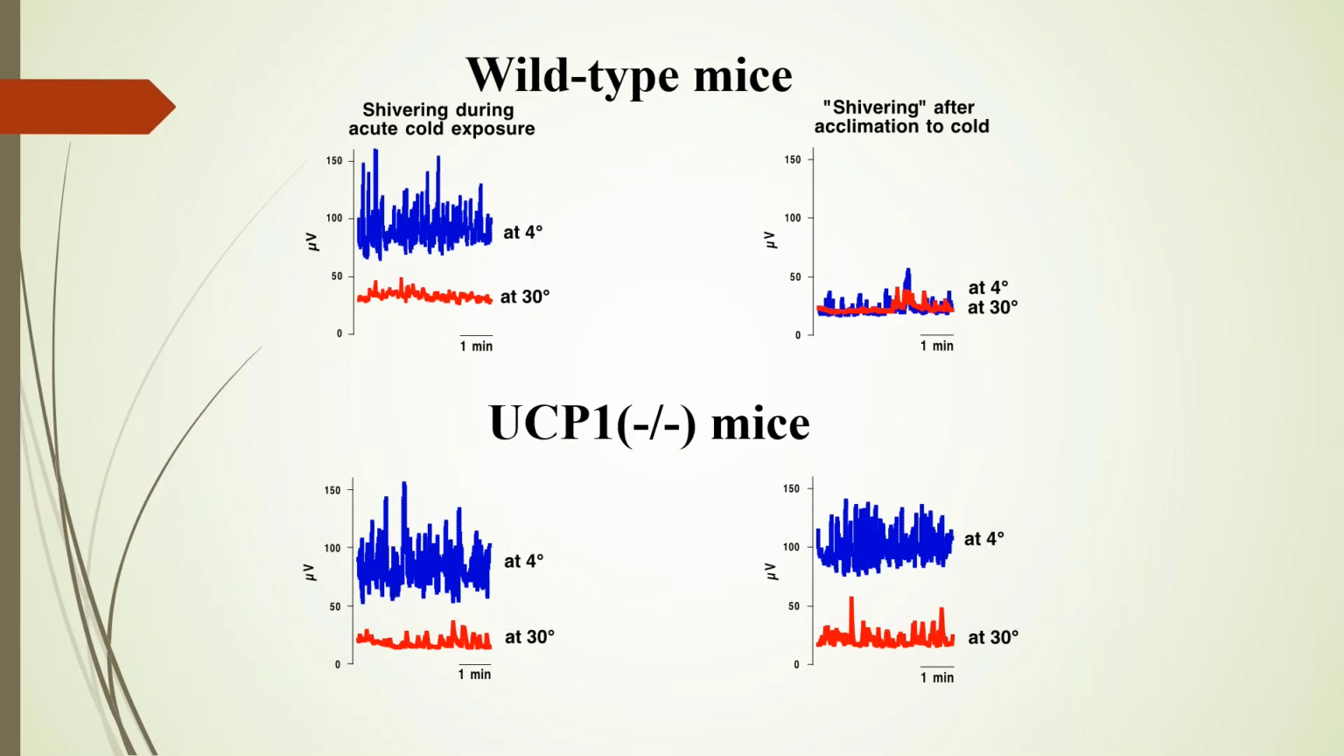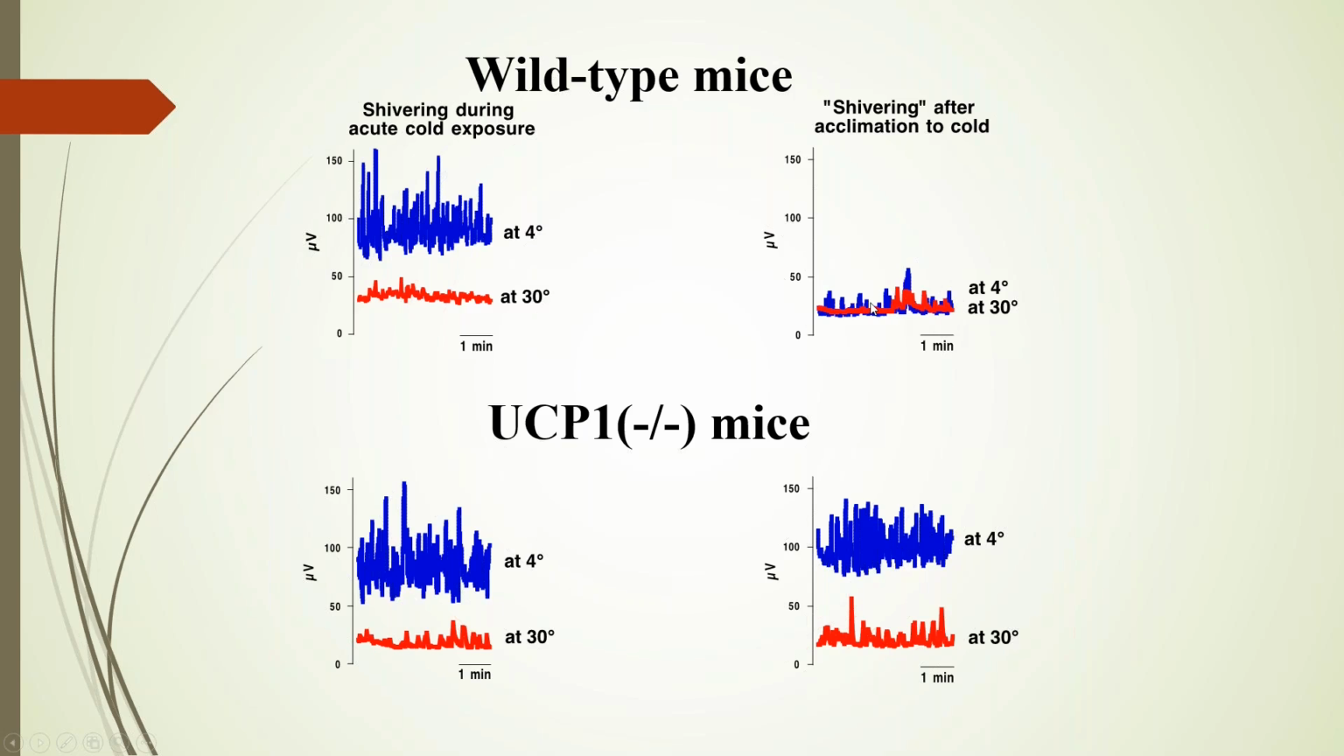This is called shivering thermogenesis, and the heat produced by brown fat is called non-shivering thermogenesis. So this is a wild type mice, and what you're seeing here is that at 30 degrees centigrade there is no shivering. This is a normal temperature, but then when you put a mice at 4 degrees, there is a lot of shivering to produce heat.